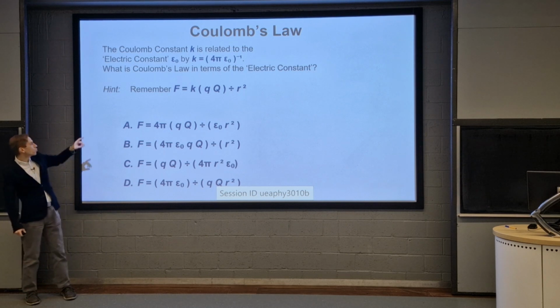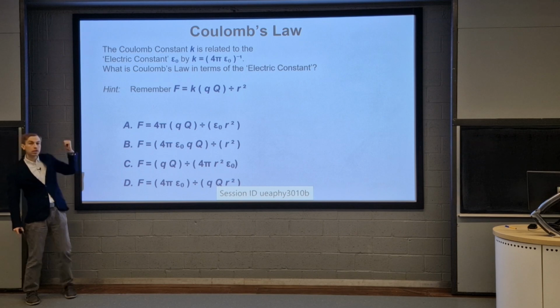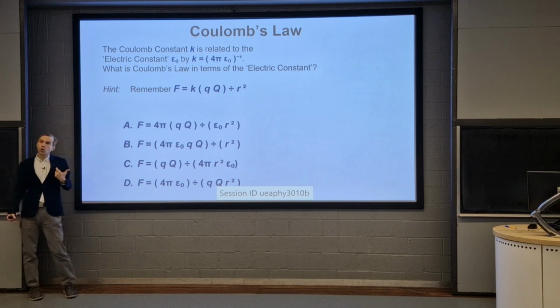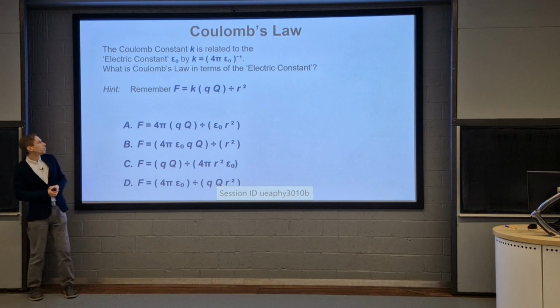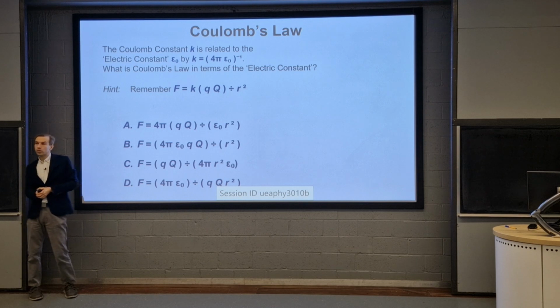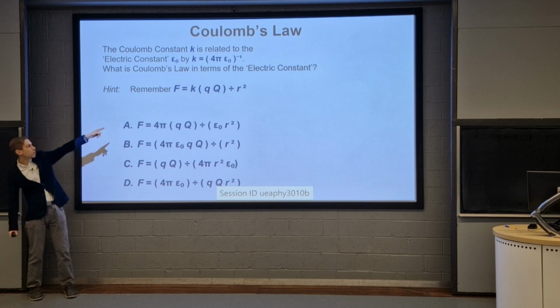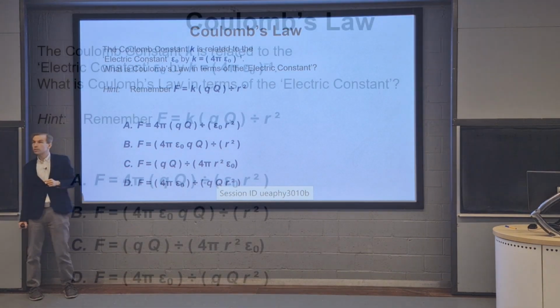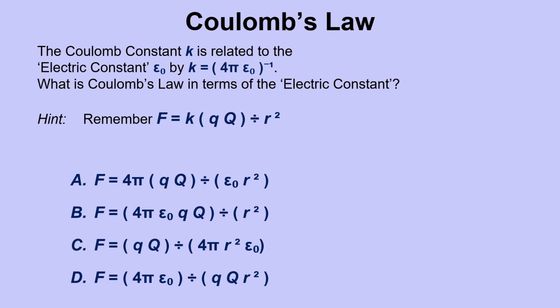Now you might see Coulomb's law written with the electric constant instead of Coulomb's constant. Let's see which of these equations is Coulomb's law when we've just substituted in for the electric constant instead of Coulomb's constant. We're just doing a bit of algebra, a bit of substitution. Remember, that's the force over there. We know that the force is KQQ over R squared. So what's that equation going to look like if we substitute K equal to 1 over 4 pi epsilon naught?